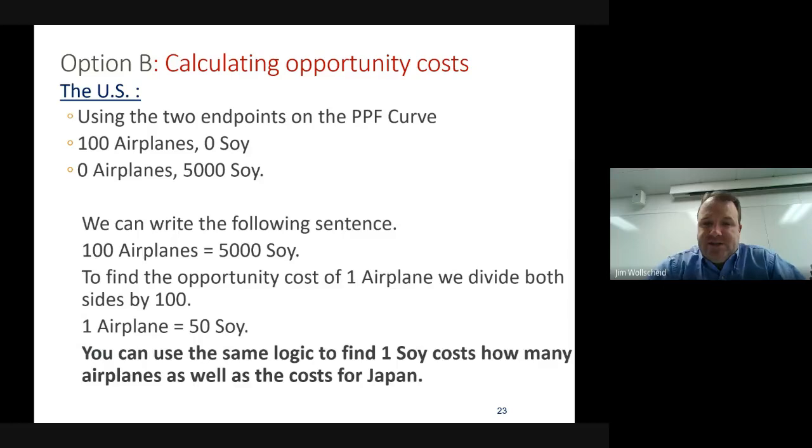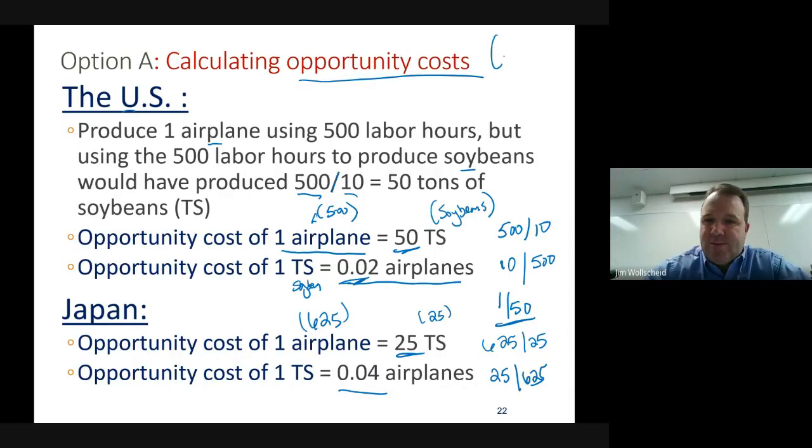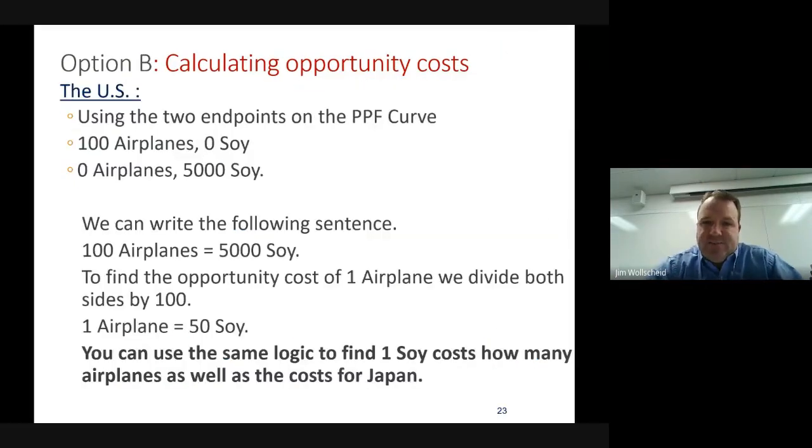There's another way to do the opportunity cost. I say we'll talk about it from labor hours, but not always will I give you labor hours. Instead, you might just simply get a PPF curve. And what you'll get with the PPF curve is you'll always get the endpoints. So here the endpoints are 100 and 5,000.